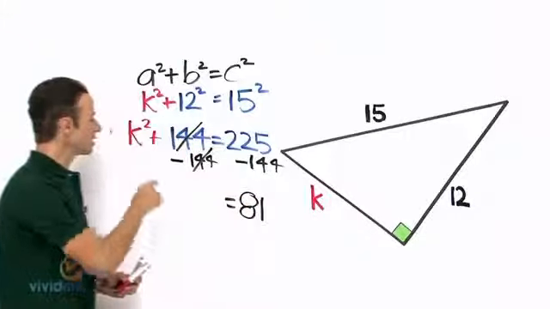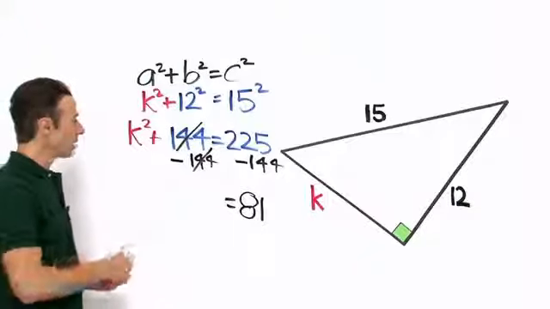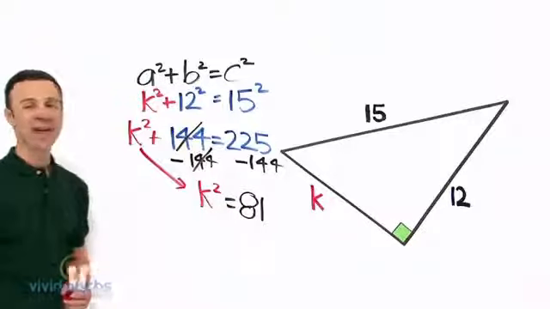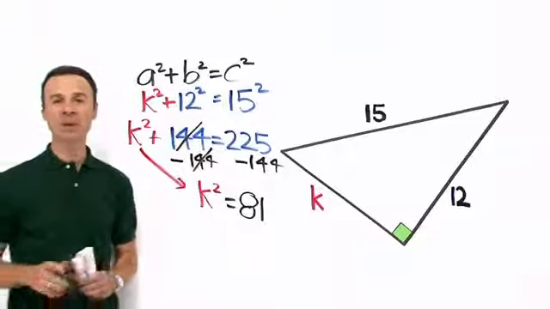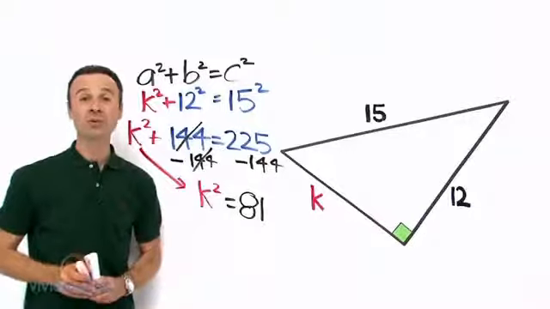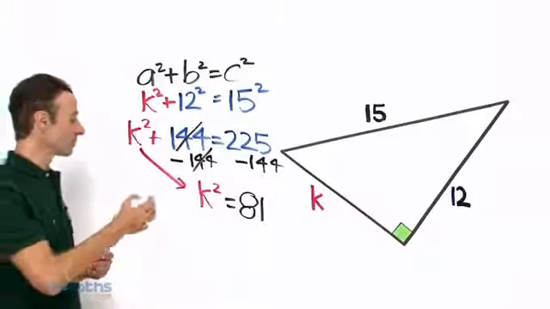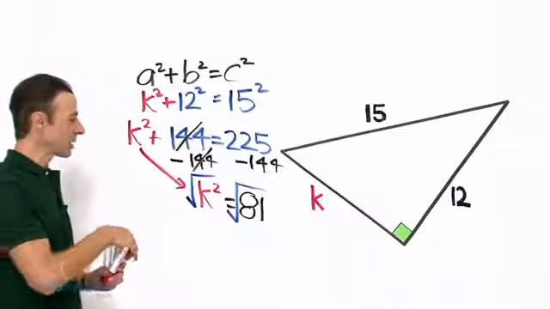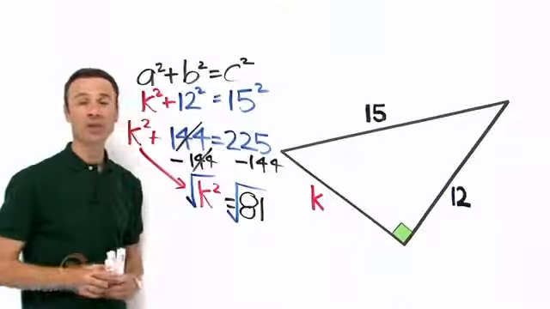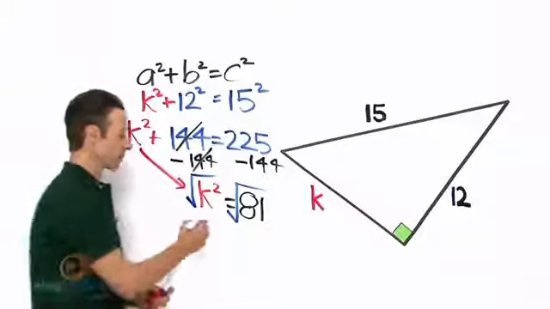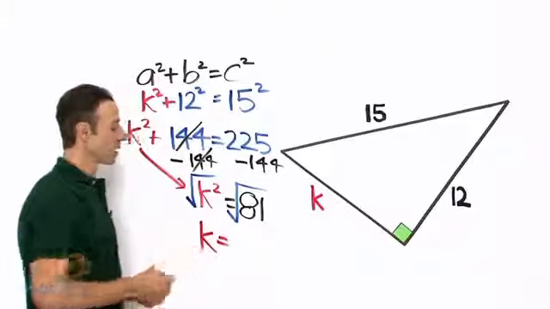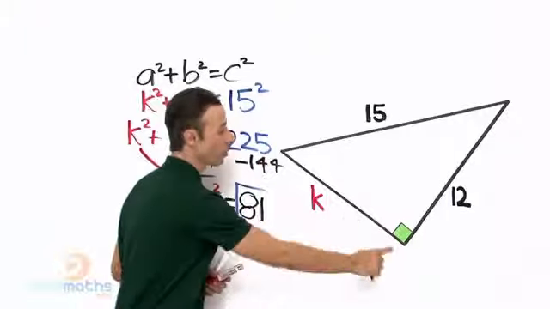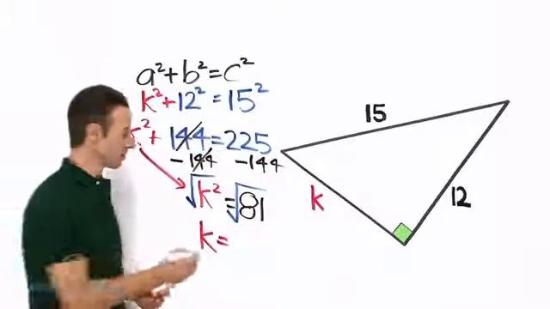81. Now let's bring the k squared down here. Okay, so let's drag it down here. So that's k squared equals 81. Now remember the final step in Pythagorean theorem is to take the square root of both sides. So let's do that. Square root here and square root there. Now when we take the square root of k squared, that reverts to just being k. There it is. And then the square root of 81 is the answer to this length right there. What k is.